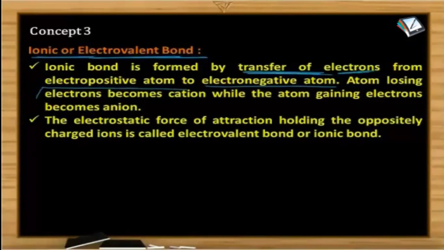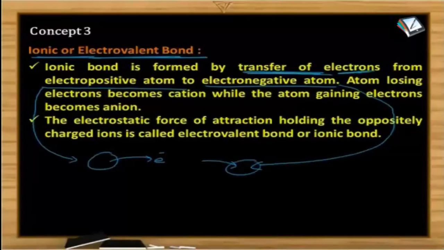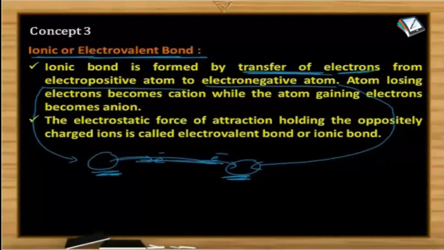So what is an electropositive atom? An atom which has more tendency to lose electrons is called an electropositive atom. Then what is this electronegative atom? The one which has more tendency to accept electrons is the electronegative atom. So electrons are always lost from an electropositive atom and gained by the electronegative atom. So this transfer of electrons takes place during the formation of ionic bond.